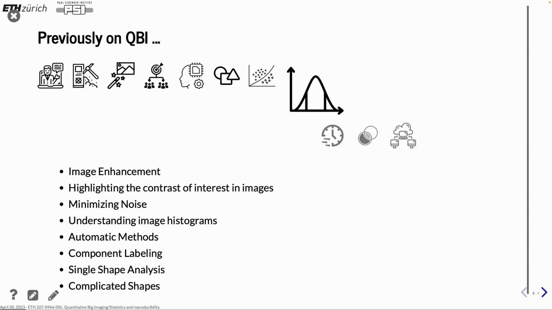So what have we done until now? First of all, we got our images, we have enhanced them. Then we have tried to get rid of the noise, understanding what the histograms tell us. And from there, doing segmentations based on either the histograms or other methods, labeling components, doing analysis on these components, and then we got some complicated shapes to analyze in different ways. And finally, today we have landed in understanding what this information actually tells us.